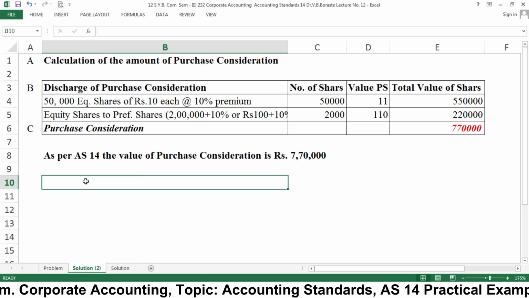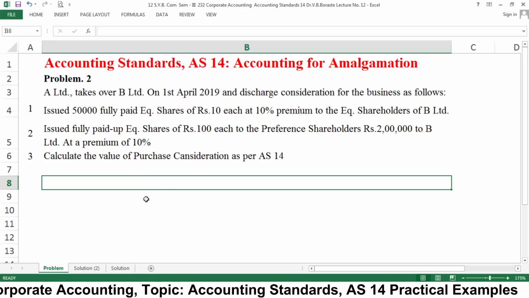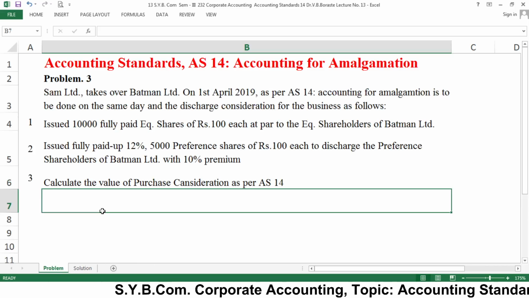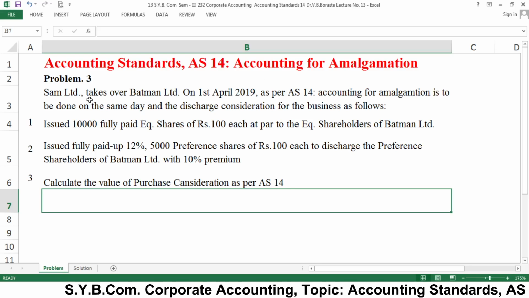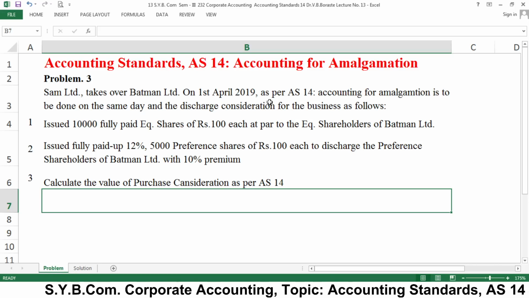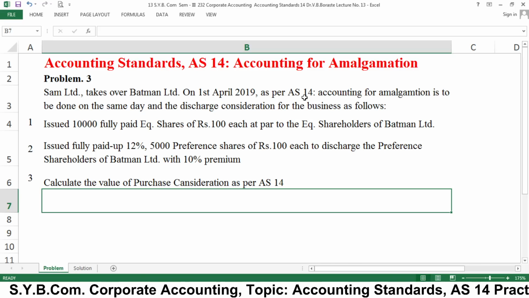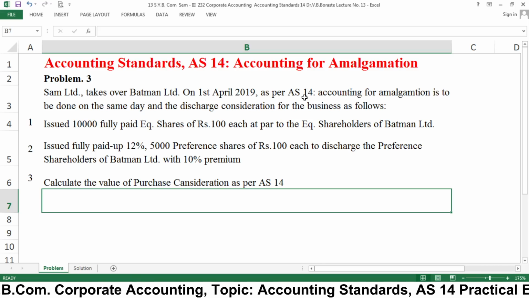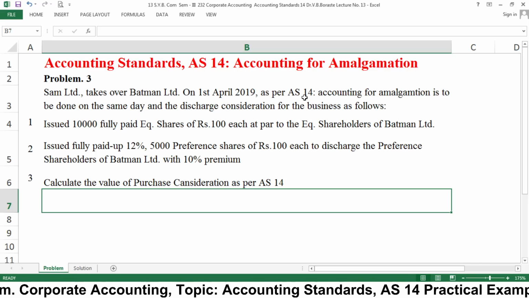Now we will start our third example as per accounting standard 14, that is accounting for amalgamation. So let us start practical example number 3. This is accounting standard 14 practical example number 3 of accounting for amalgamation. SAM Limited takes over Batman Limited on 1st April 19 as per AS14. Accounting for amalgamation is to be done on the same day and the discharge consideration for the business is as follows. First one is issued 10,000 fully paid equity shares of rupees 100 each at par to the equity shareholders of Batman Limited.